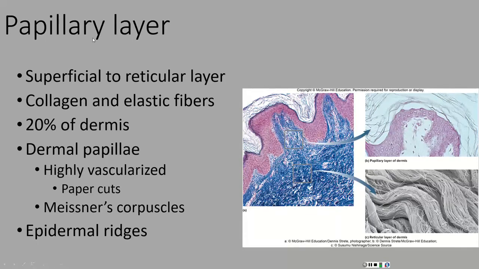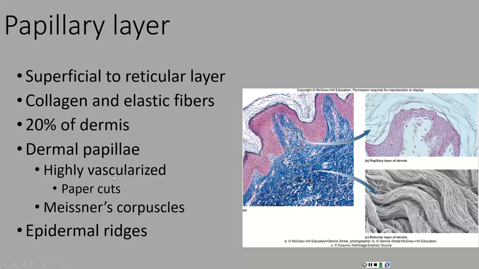And the papillary layer is mostly going to be collagen and elastic fibers. It's pretty thin. It only makes up about 20% of the thickness of the dermis. And as I said, it's got these weird folded areas called dermal papillae. Papil, P-A-P-I-L, is a root word that means nipple, and that's just because the raised area kind of resembles a nipple.